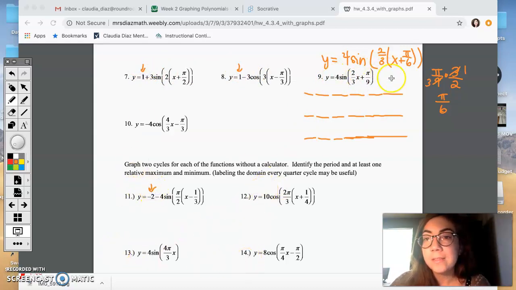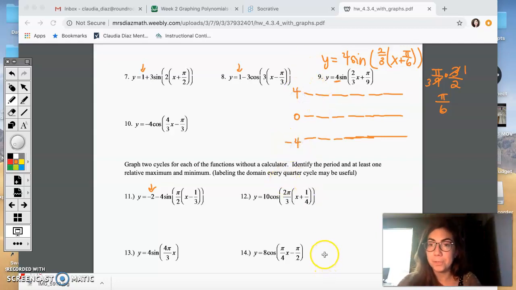But notice this does not have a k value. There's no plus or minus number. So the k value is 0. Now the amplitude, that's the number in front of sine, that's 4. So we're going to go up 4 and down 4, -4, just like that. The nice thing is, since we have 0 already, that's our x-axis.